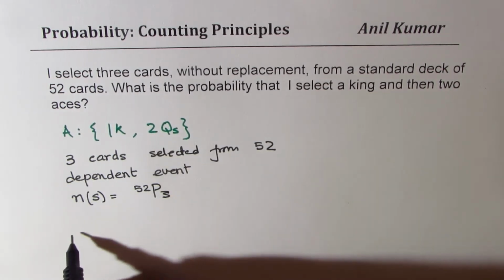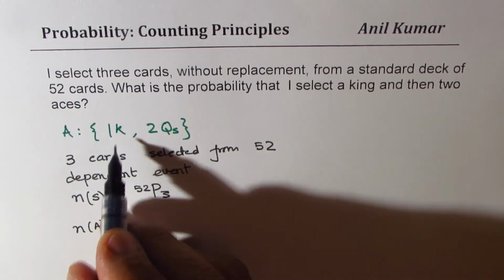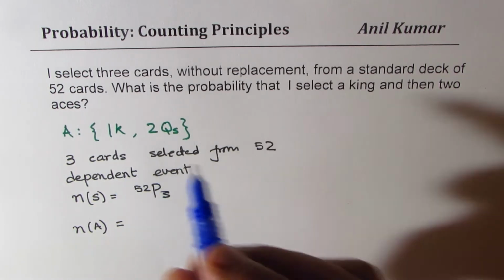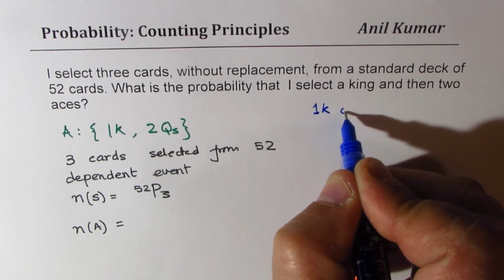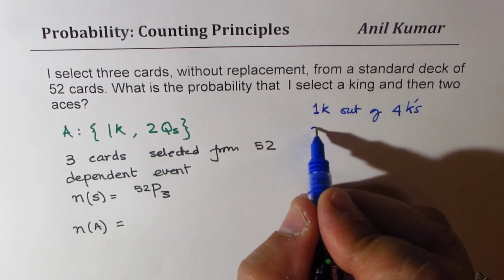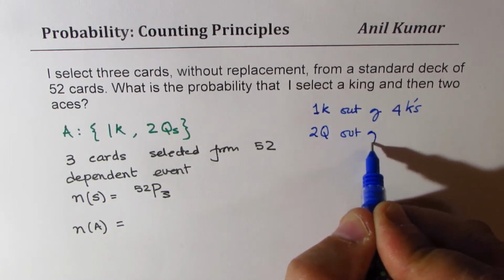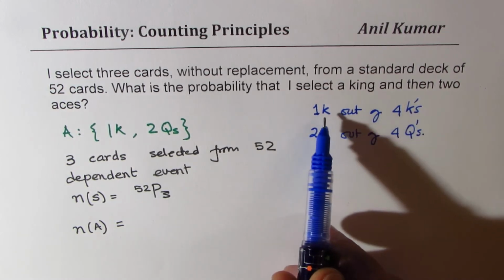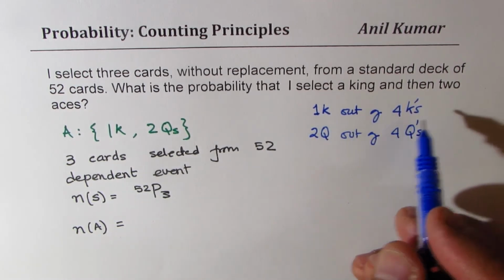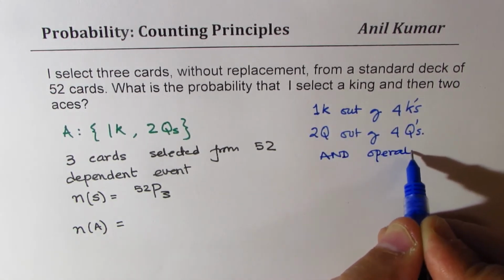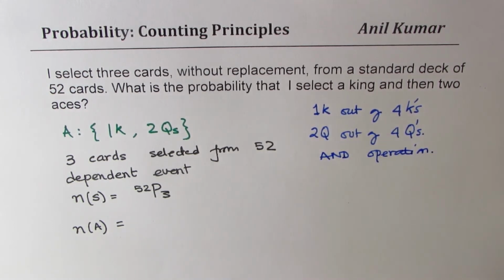Now favorable is 1 king. As far as 1 king is concerned, we have 4 kings, right? So that means we are selecting 1 king out of 4 kings. And here we are selecting 2 queens out of 4 queens, right? Now, when 1 king is selected, 2 queens are selected. So that means it is an AND operation. Therefore, we'll multiply them, correct?